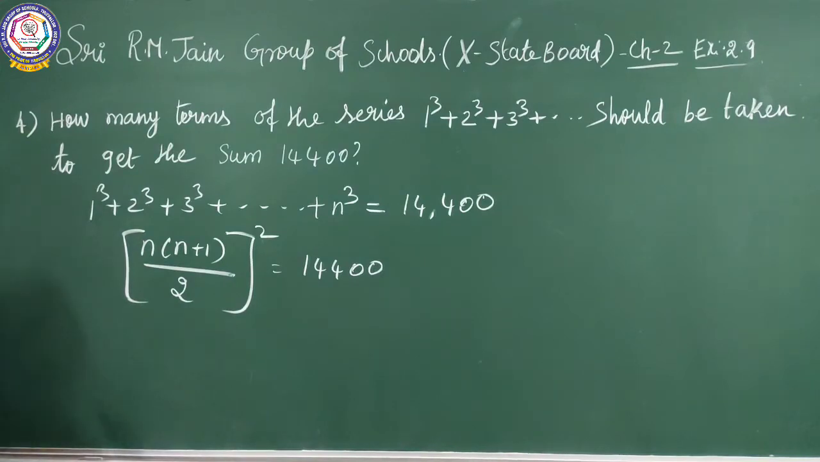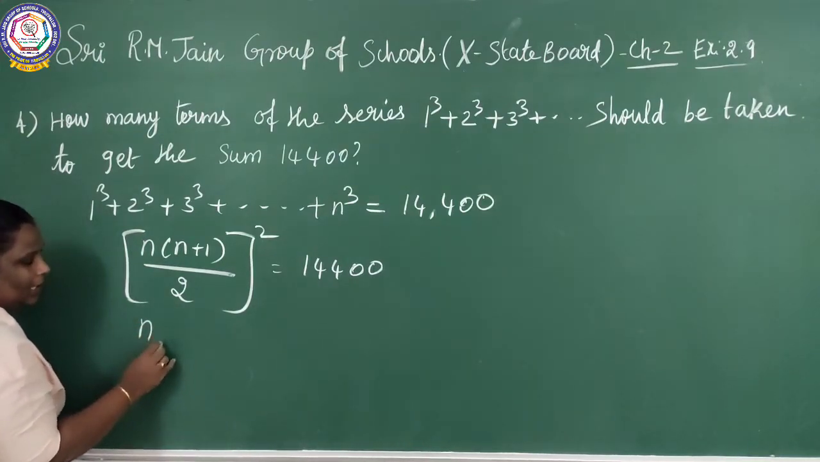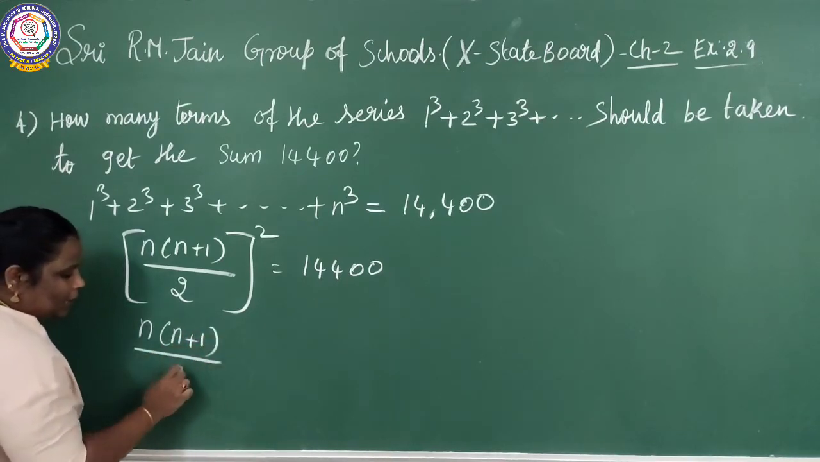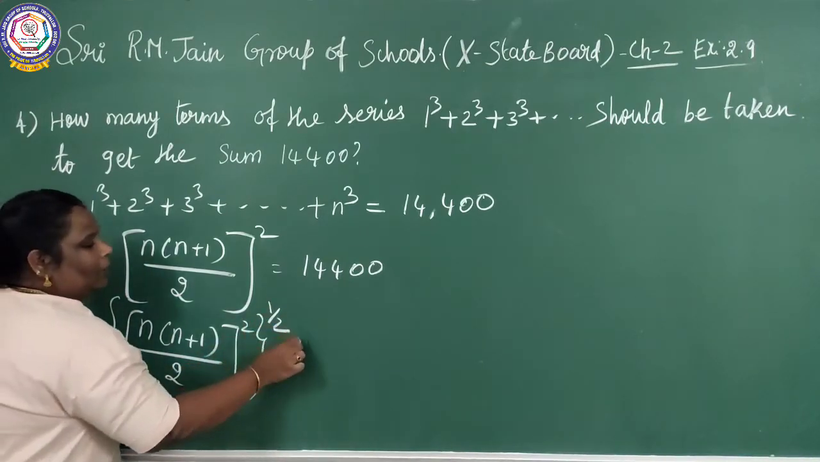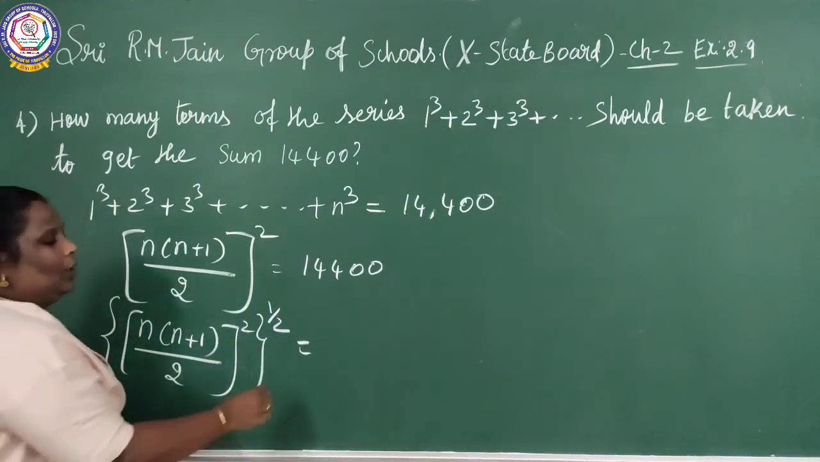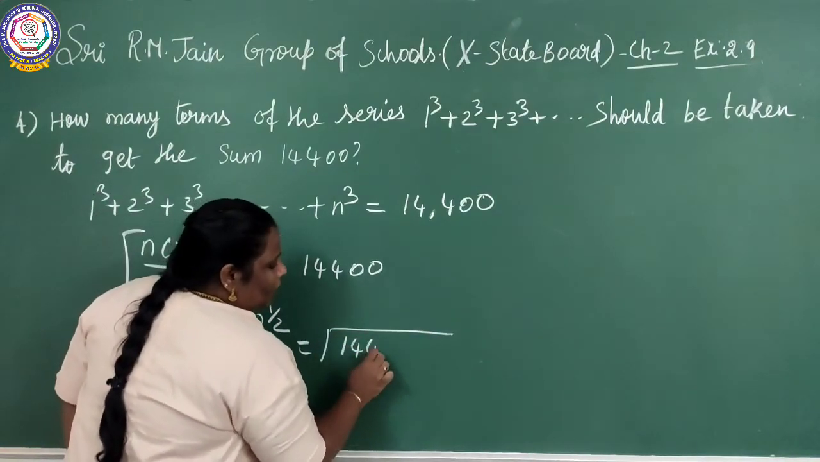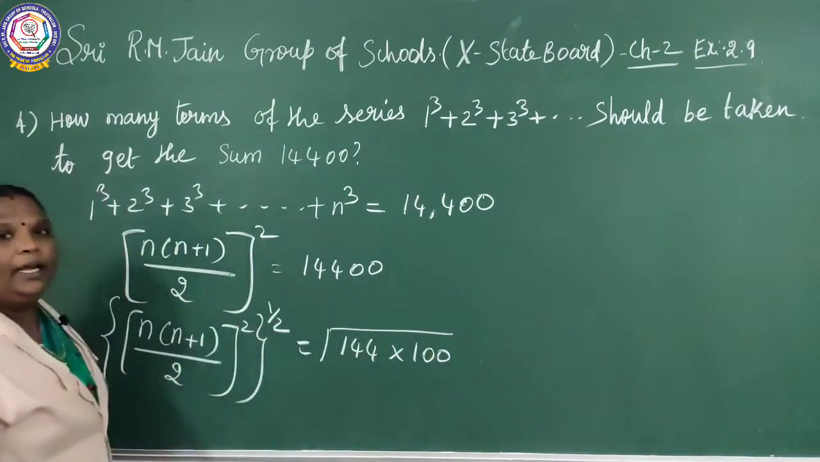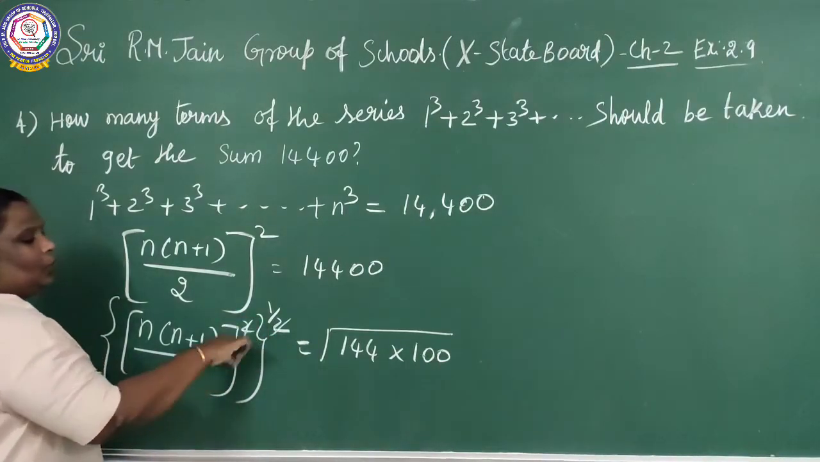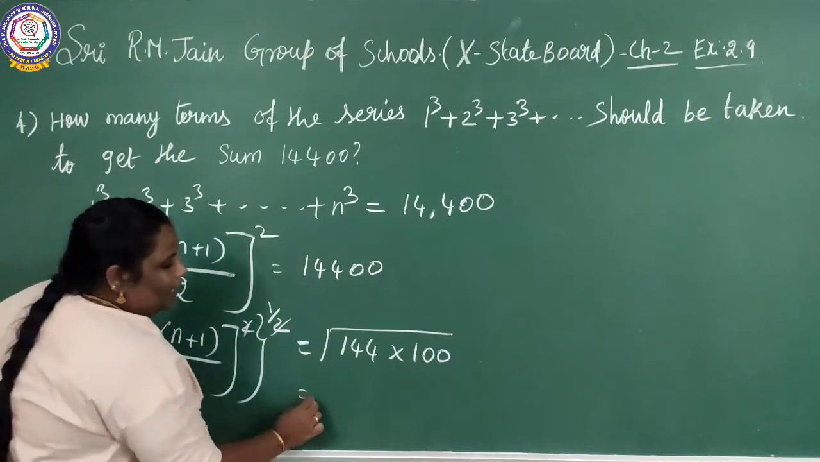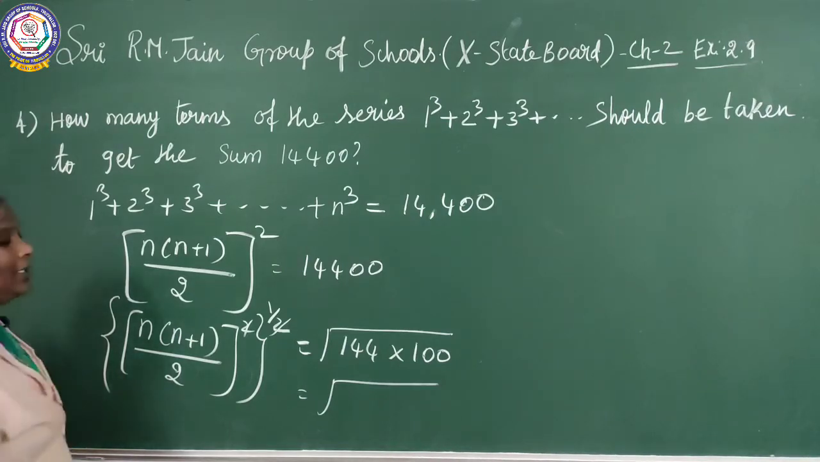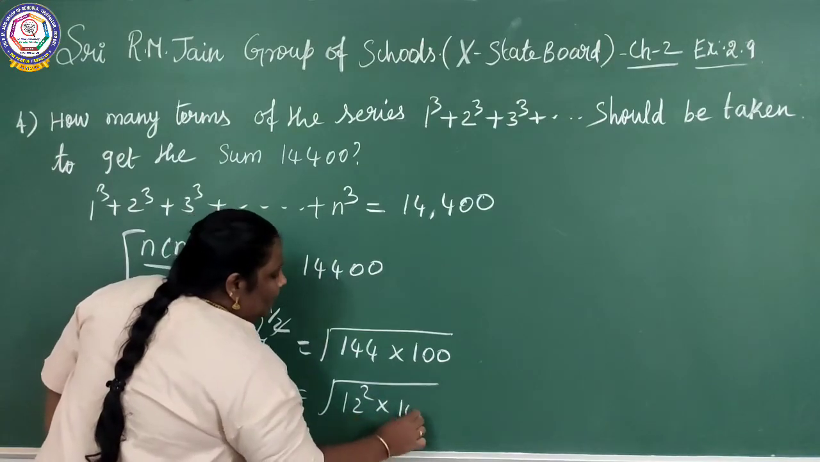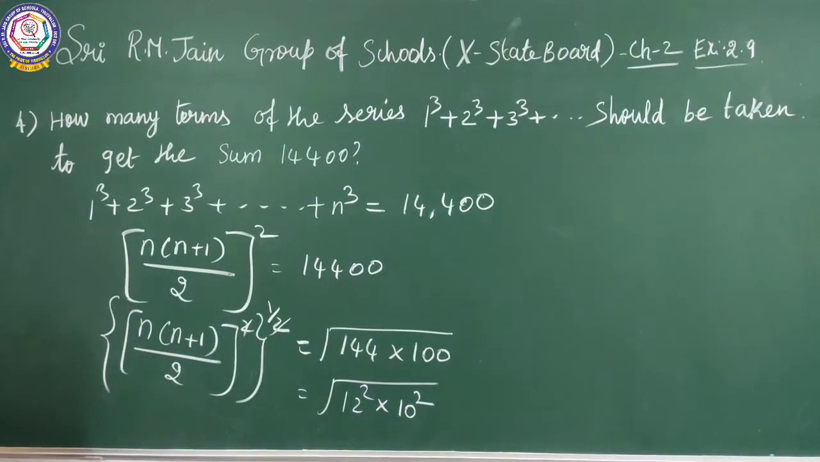n into n plus 1 by 2 the whole square equals 14,400. Taking square root on both sides, what value are we getting? n into n plus 1 by 2, the whole square to the power 1 by 2, equals the square root of 144 into 100. The 2 gets cancelled. See here, 144 is nothing but 12 square into 10 square.